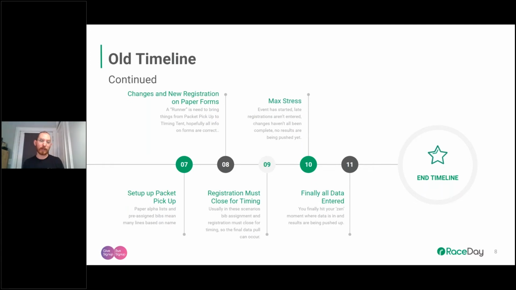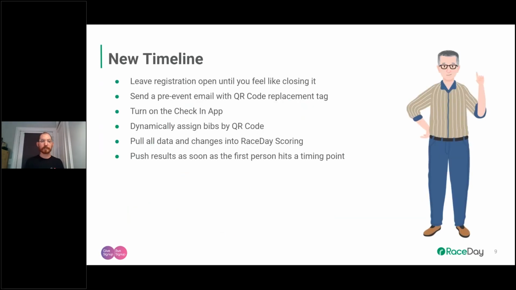As participants come up to packet pickup and fill out their forms, you have to type it in. This is really stressful because on site, if you haven't processed all of your paper entries, or you get a huge influx of registrants at the last minute, you have to process all those manually and type them all in, and you have to make sure you get it all in before the first runners come. It's not a lot of fun. So finally, once you get all of the data entered, you hit your moment where everything is in and your results are being pushed up. But there's a lot of stress in step 10 there.